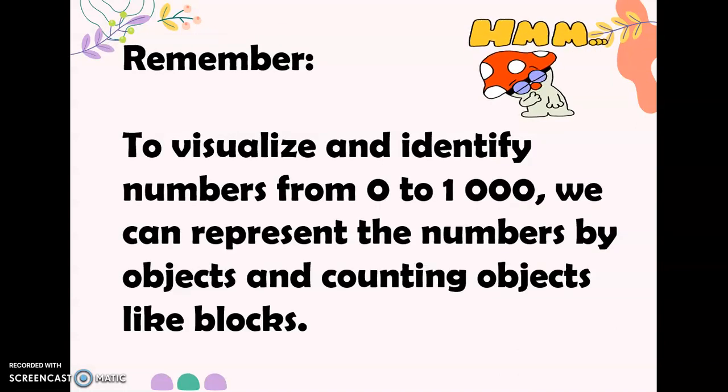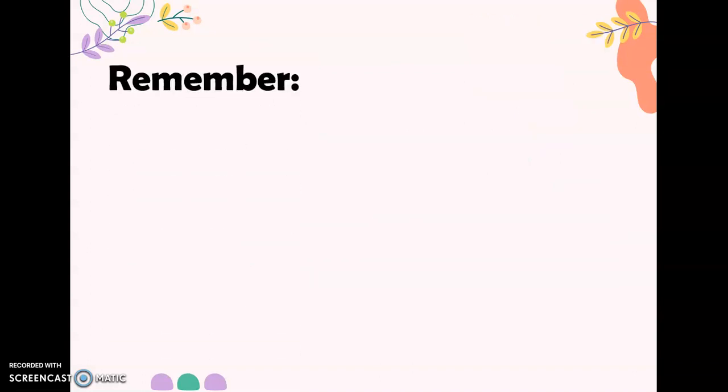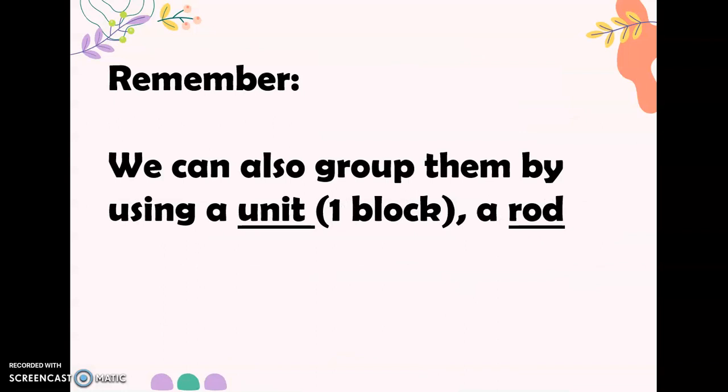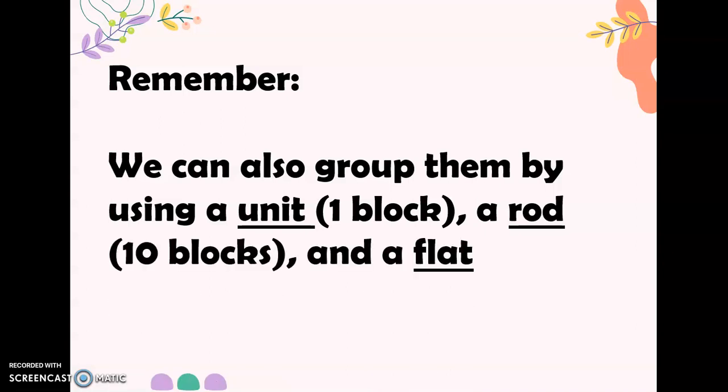Always remember, to visualize and identify numbers from 0 to 1,000, we can represent the numbers by objects and counting objects like blocks. And remember, we can also group them by using a unit, which is one block, a rod, which is 10 blocks, and a flat, which is 100 blocks.